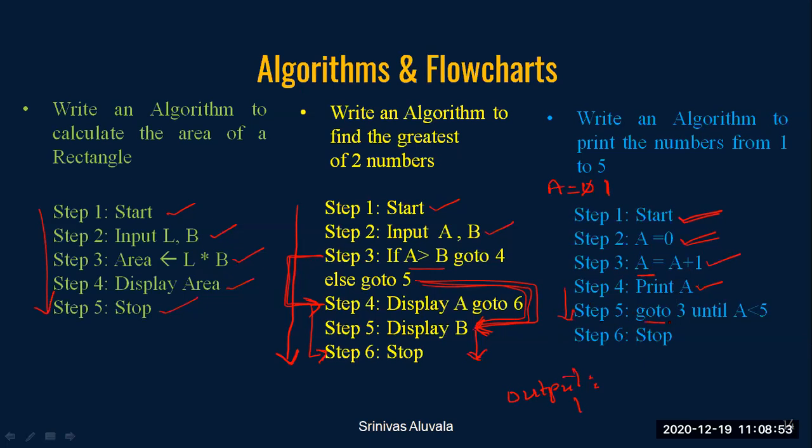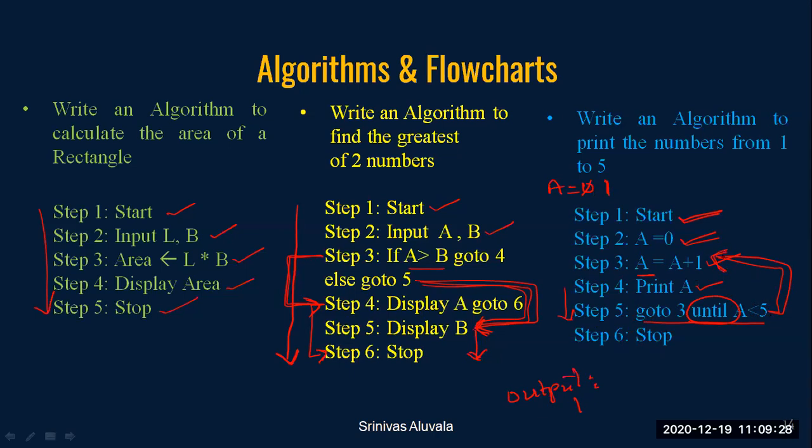Go to 3, where it should go until a condition. I have written one condition: until a is less than 5. Is a less than 5? Yes, because the a value is only 1. So 1 is less than 5, and where should it go? My control needs to go again to step number 3. I'm not going back in sequence to step number 6. I'm moving back to step number 3.